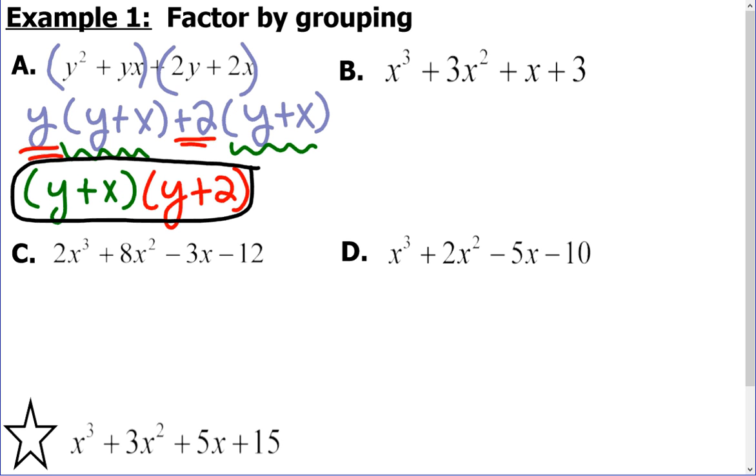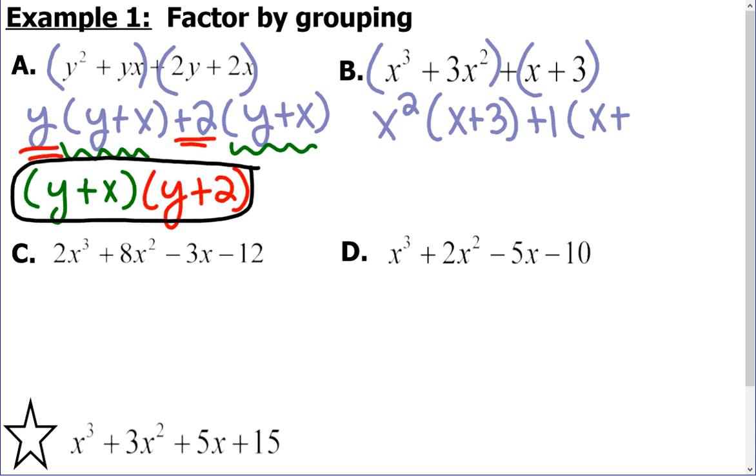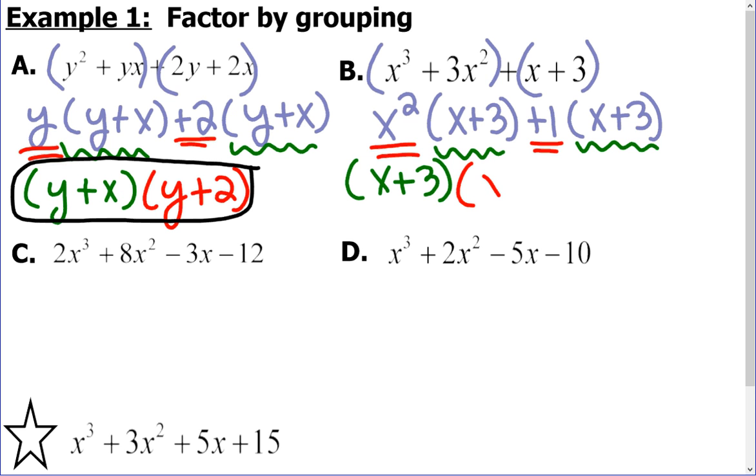All right, again, group the first two, group the second two, and pull out your GCF. So my GCF in the first group is x squared, so we're left with x plus 3. The GCF in my second group is 1, so we have x plus 3. And then my GCF is x plus 3, so we're going to pull that out, and we're left with x squared plus 1.